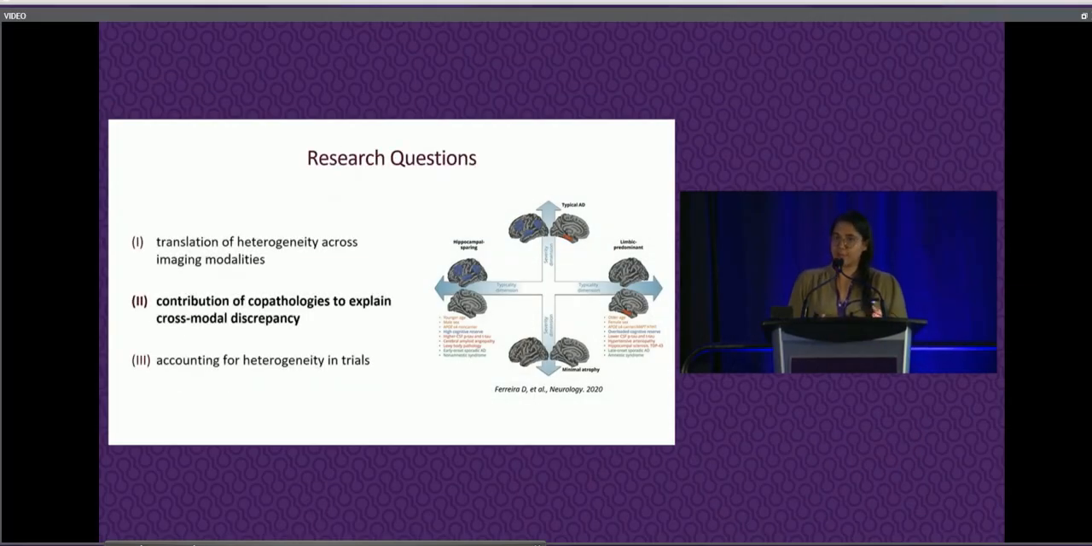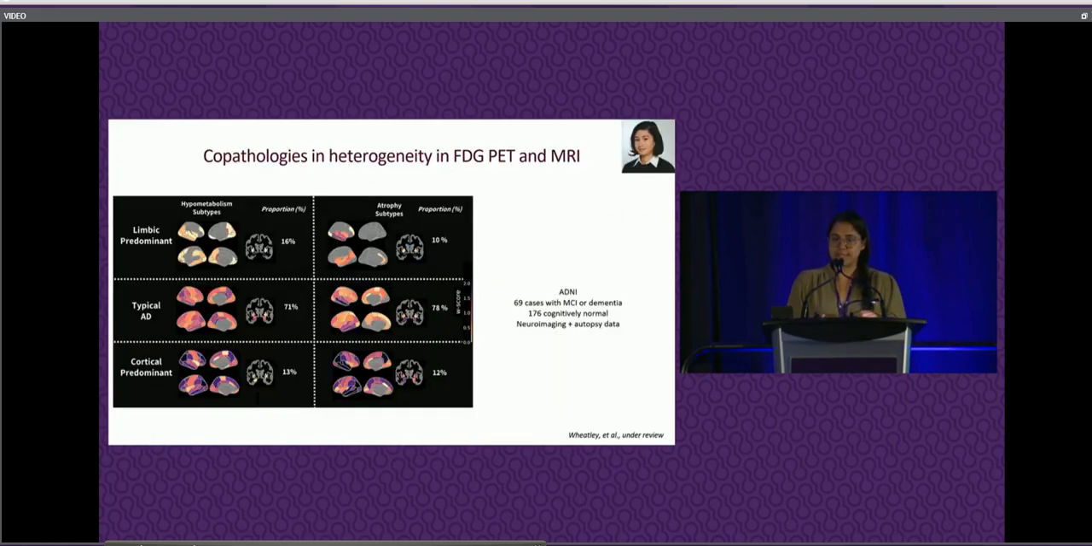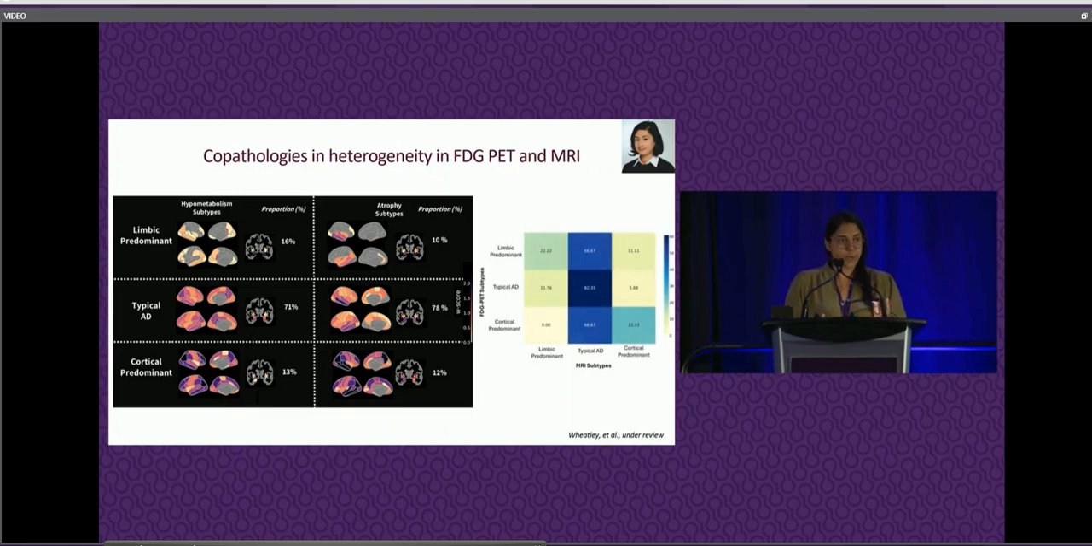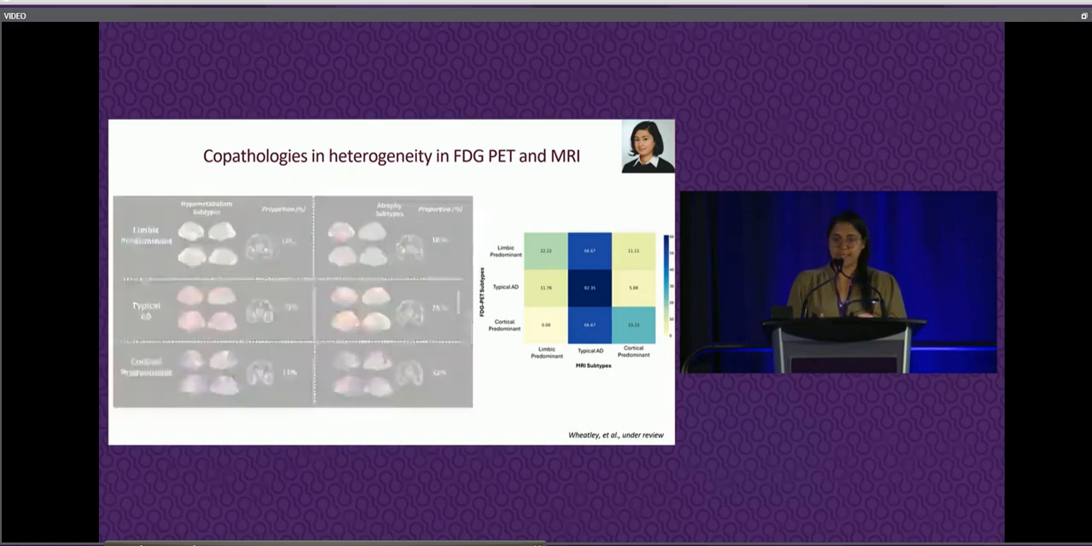The second aspect that I would like to discuss is what is the contribution of co-pathologies. We wanted to test whether co-pathologies can explain some of these discordances that we see in subtyping across imaging modalities. Again, a study led by Sophia Wheatley. She looked at FDG PET-based subtypes and MRI-based subtypes in the same set of individuals, identifying corticolimbic patterns. And when we compare the two modalities, we see a relatively low agreement between the two modalities.